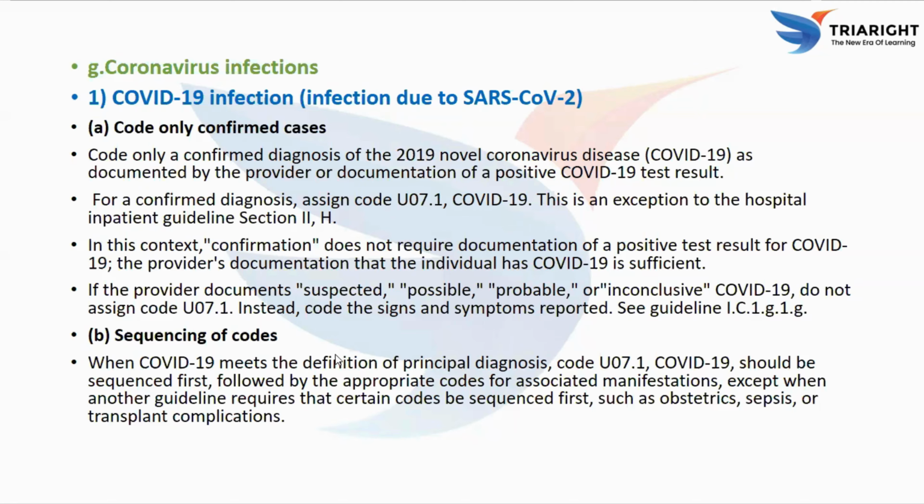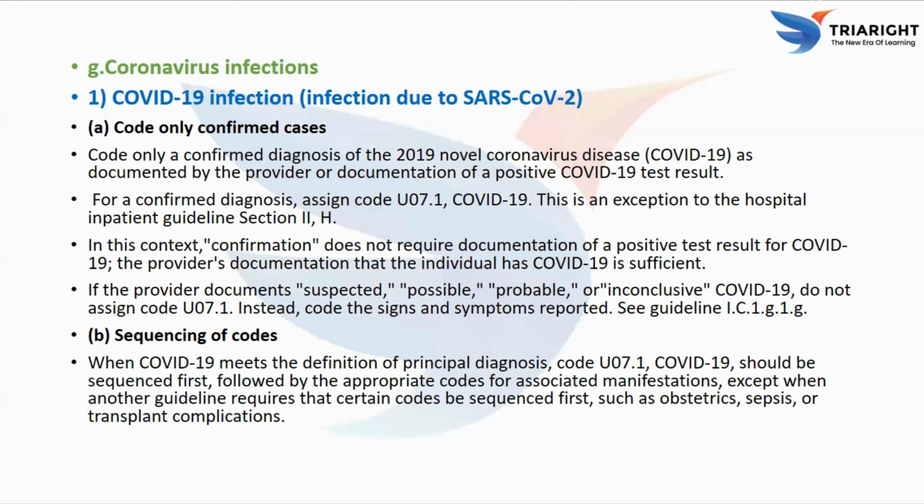So what does confirmed case mean? A confirmed case of COVID-19 can be based on either provided documentation that the patient has COVID-19 or a positive COVID-19 test result. Either one is enough to assign U07.1 for COVID-19 infection. So what is the important rule over here? Normally, inpatient guidelines require lab confirmation, but COVID-19 is an exception. If the provider says the patient has COVID-19, you may code U07.1 even without test results.